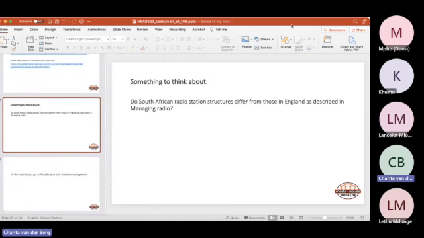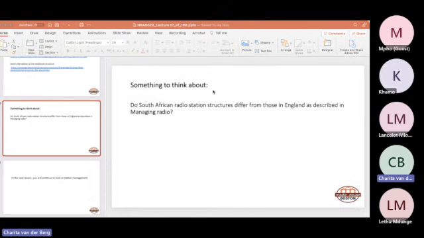So, just something to think about. How do South African radio stations' structures differ from those in England, as we've just gone through? You should have noticed a couple of differences between them. If I ask you, you should be able to tell me the differences between the UK stations and South African stations in terms of structures. Any questions?